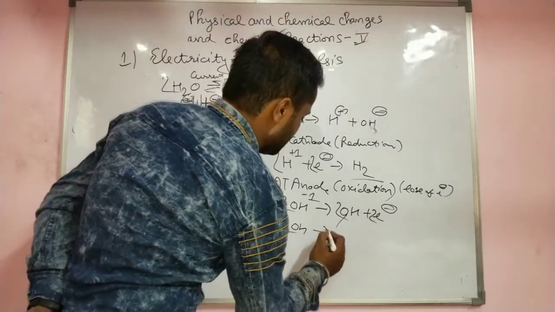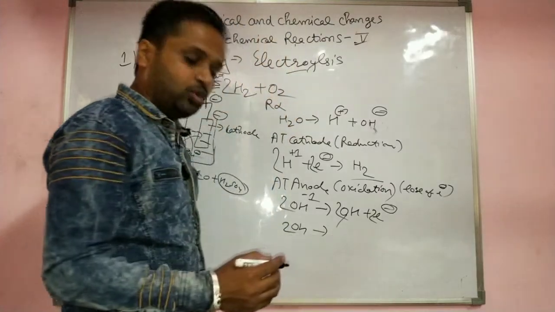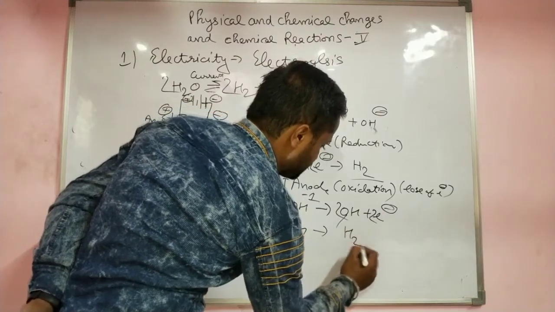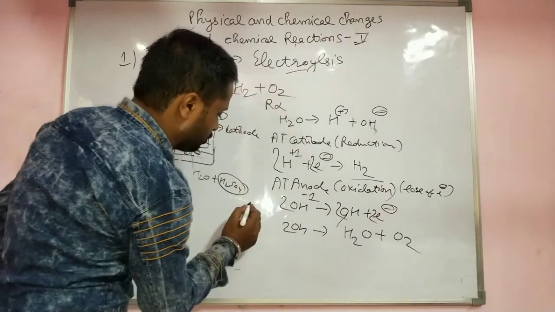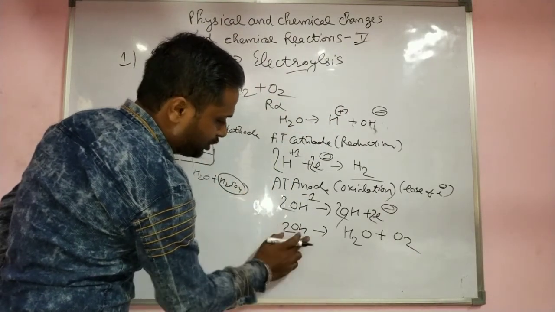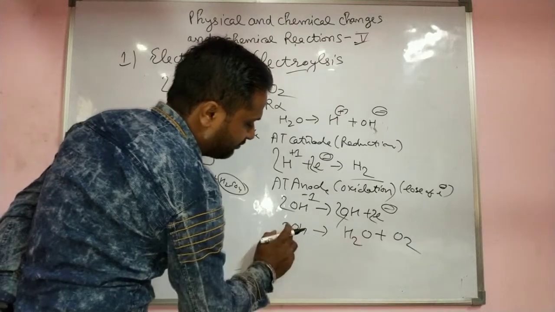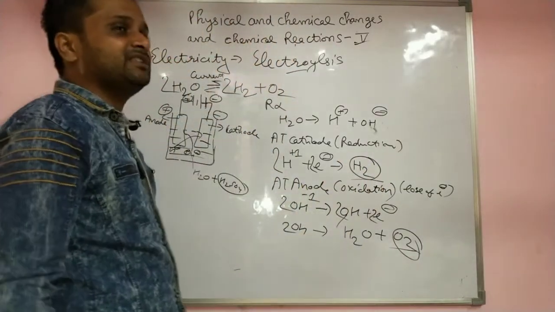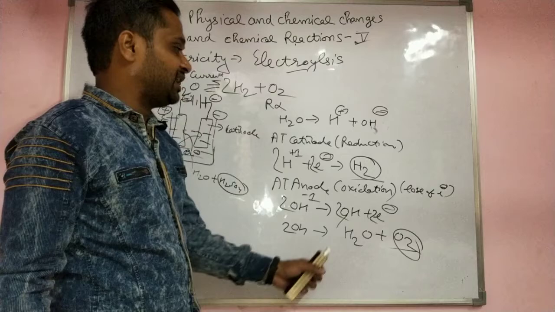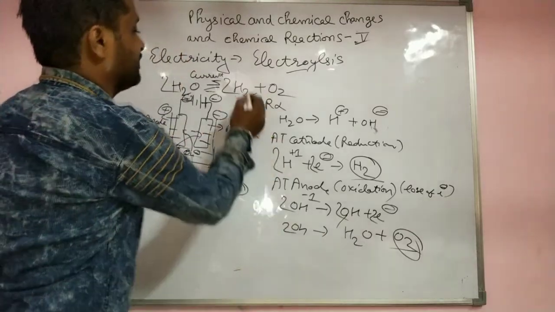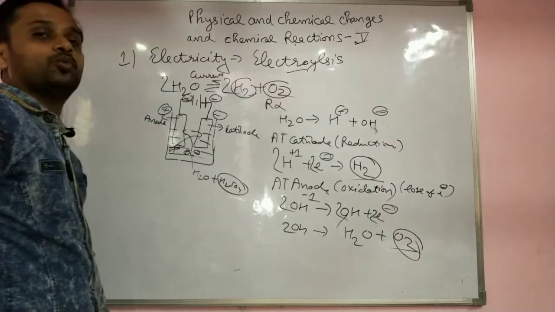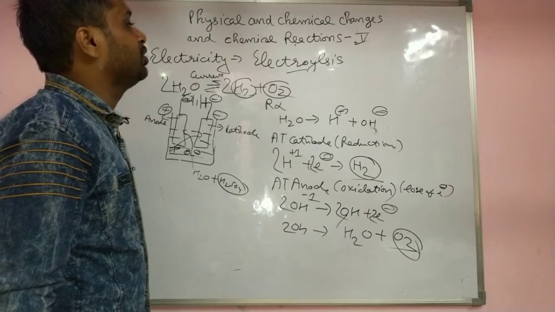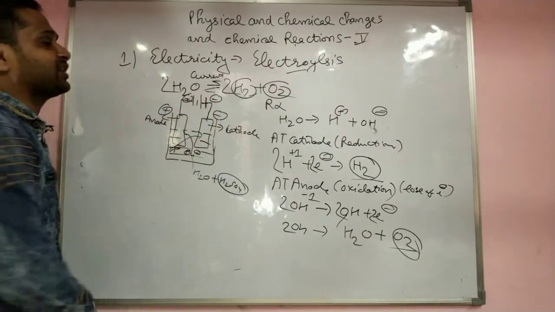2OH always give H2 plus O2, because 2OH gives 2H atoms and one oxygen, water, and one forms the O2. Here O2 and H2 form. This is called electrolysis. The products formed are H2 and O2. This is the electrolysis reaction.